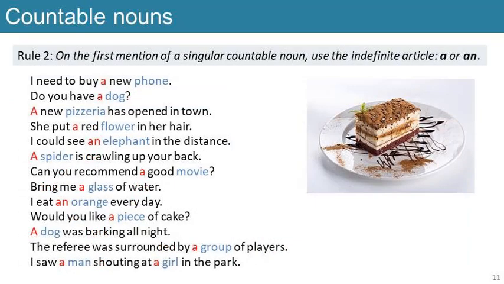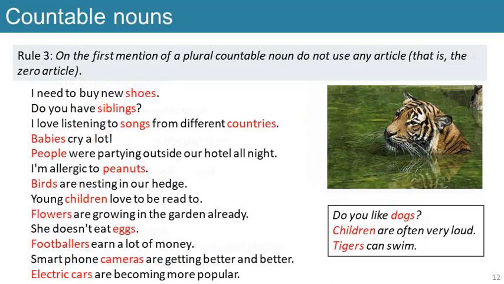The next question that arises is, which article should we use in front of a singular countable noun? The definite article or the indefinite article? This leads us to Rule 2, which states, on the first mention of a singular countable noun, use the indefinite article a or an. Here are several sentences in which the blue noun is mentioned for the first time in the text or conversation.